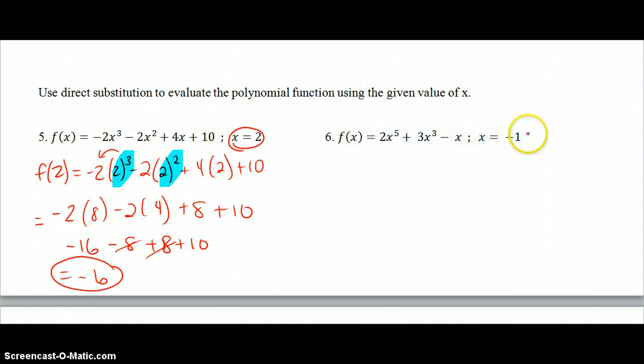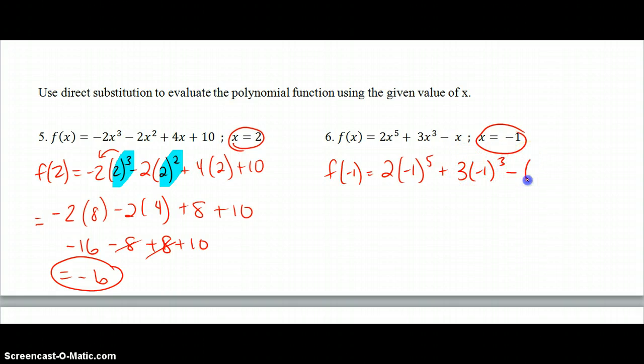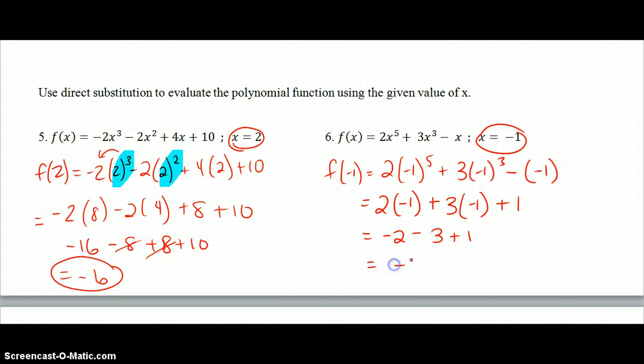In the next one, we're going to plug in -1 for all our x's. So f of -1 equals 2 times -1 to the fifth plus 3 times -1 to the third minus a -1. Be careful, make sure you use parentheses. So we will raise our numbers to the powers first. So we will have 2 times -1 to the fifth power will leave us -1, plus 3 times -1 to the third power is -1, minus a negative will give us +1. So if we simplify, we have -2 minus 3 plus 1, and that will give us -4.